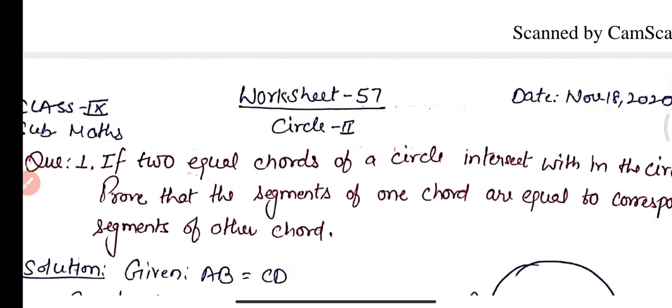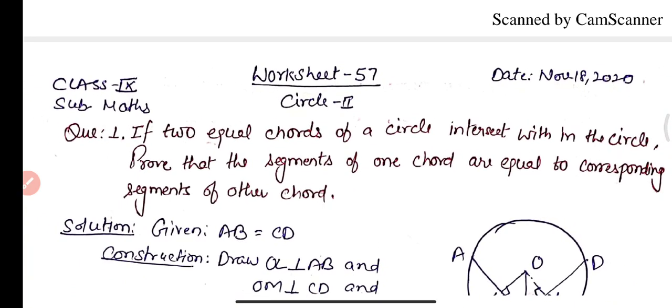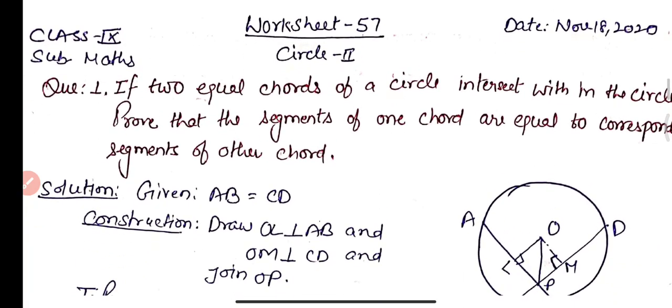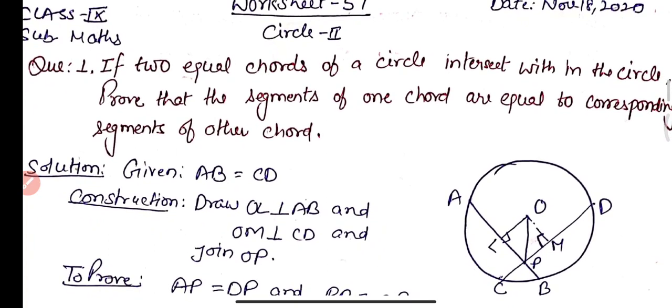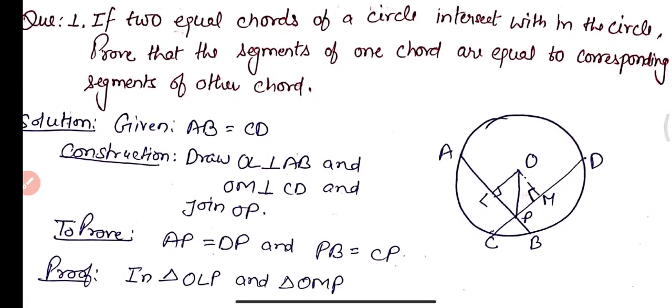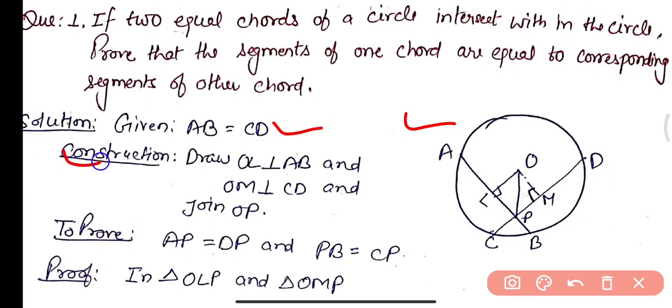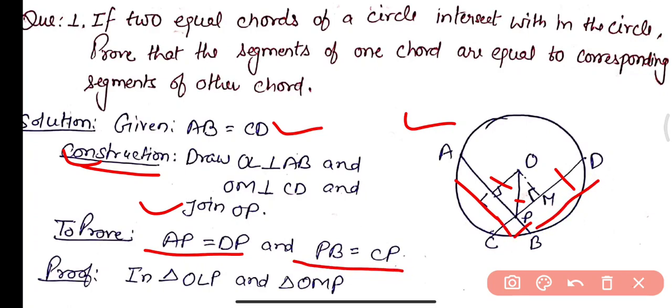Question number 1: if two equal chords of a circle intersect within the circle, prove that the segments of one chord are equal to the corresponding segments of the other chord. Here we are given a circle with center O and two equal chords, AB equals CD. Now do a construction: draw perpendicular OL to chord AB and OM perpendicular to chord CD, and join OP. You can see here, join OP. Now we need to prove that segment AP equals segment PD, and similarly segment BP equals segment PC.